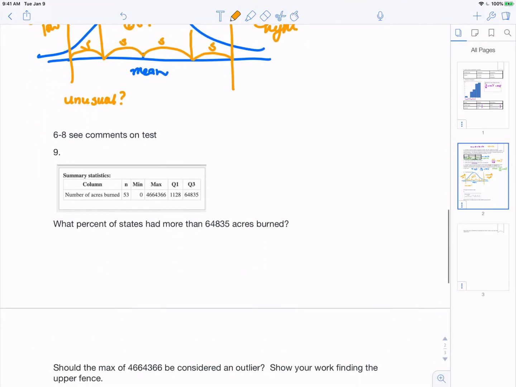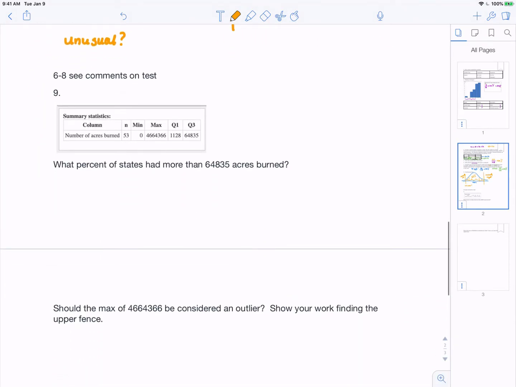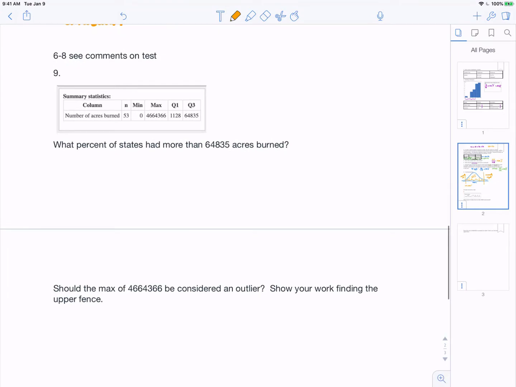Problem 6, 8, most people did great. I put comments in the test to try to steer you in the right direction if you were a little adrift. And so let's just do our last problem, number 9. On number 9, I gave you some summary statistics, and then I asked you some questions. I made some summary statistics on the number of acres burned in the 50 states due to wildfires. And so here are the summary statistics.